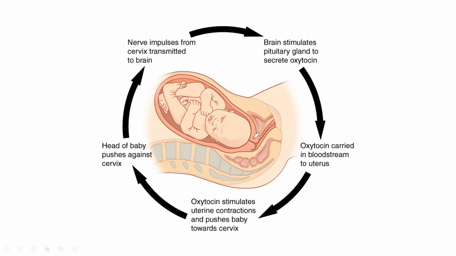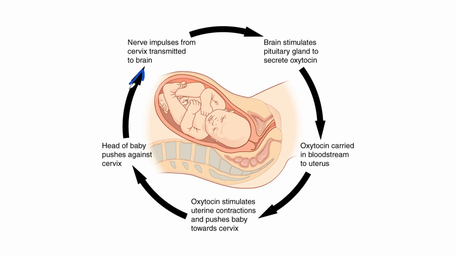Those stretch receptors are activated. They send a signal to the brain, and instead of reducing contraction, we don't want contraction to stop, right? Your brain is going to secrete oxytocin. Well, it's not your brain, it's the pituitary gland that is located in your cranial cavity. So the pituitary gland will secrete oxytocin, and oxytocin is going to stimulate uterine contraction and push the baby towards the cervix even more. So the head pushes even more.